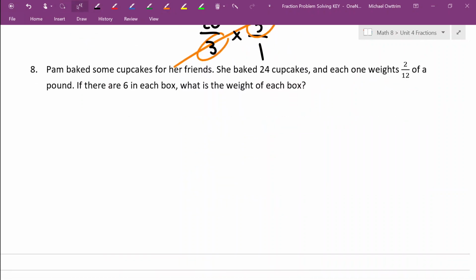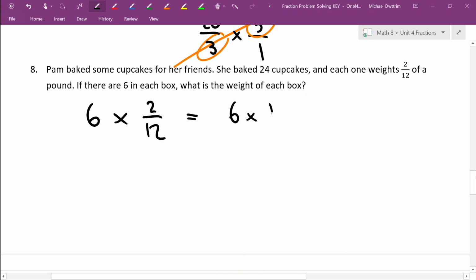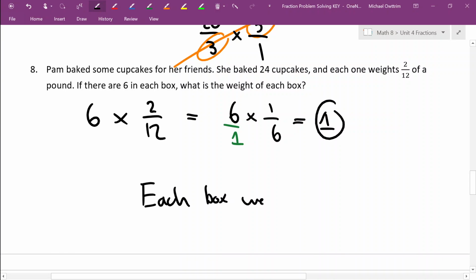Pam baked some cupcakes. She baked 24 cupcakes. Each one weighs 2/12 of a pound. If there are 6 in each box, what is the weight of each box? So we have 6 cupcakes, and each one weighs 2/12 of a pound. Now, of course, 2/12 can be simplified to 1/6 by dividing by 2. And 6/1 times 1/6 is the product of two reciprocals, so that's just 1, and each box weighs 1 pound.